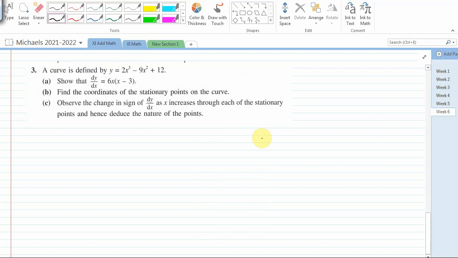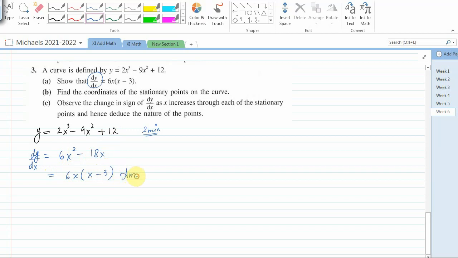A curve is defined by y equals 2x cubed minus 9x squared plus 12. Show that dy/dx equals 6x times (x minus 3). Now you all know how to differentiate that function. So dy over dx is 6x squared minus 9 times 2 is 18x. The derivative of a constant is 0. I can take 6x common here, so the leftover part is x minus 3, and that is your answer. That is the first part.